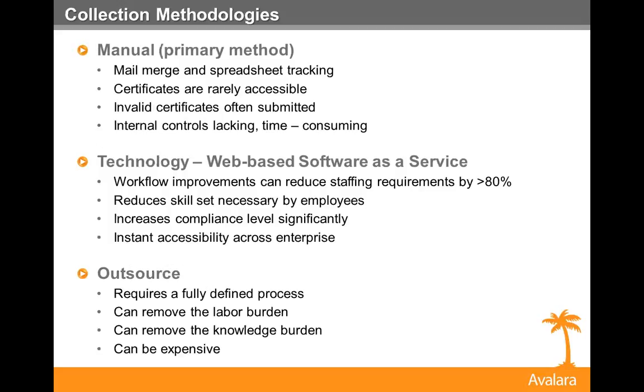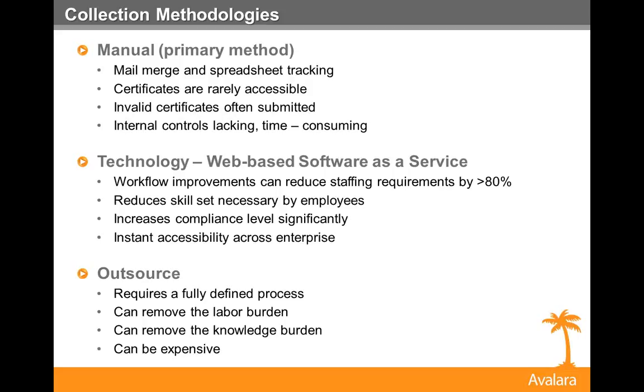So how can you go about getting these exemption certificates? Well, you can do this manually, which is what we find with folks that don't know that there's an exemption certificate solution out there for them. They do mail merges. They use spreadsheets to track which certificate requests have been sent out, which ones have come in. Certificates are hit or miss where you can find them. Sometimes they're in a bottom left-hand drawer. There's sometimes an awful lot of invalid certificates that come in, but the people that are managing this process don't know what makes up a good certificate. It's very time-consuming and it lacks control.